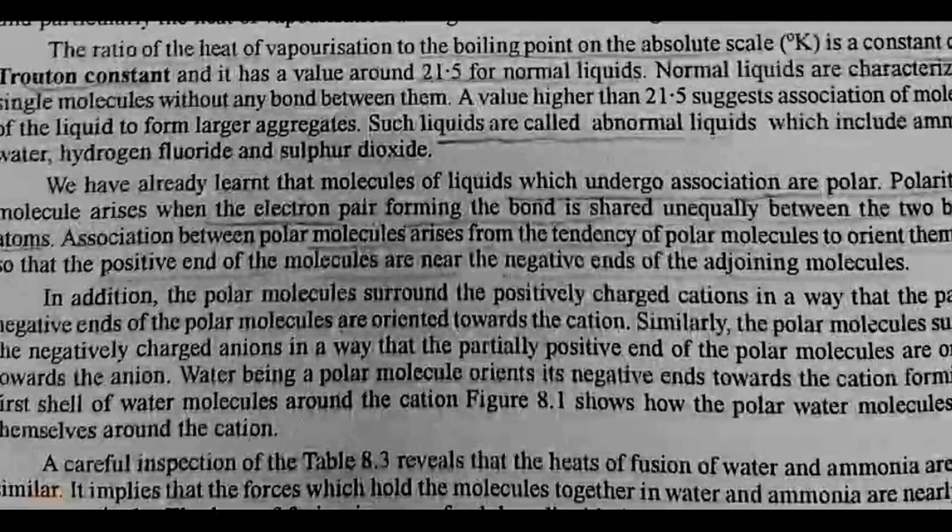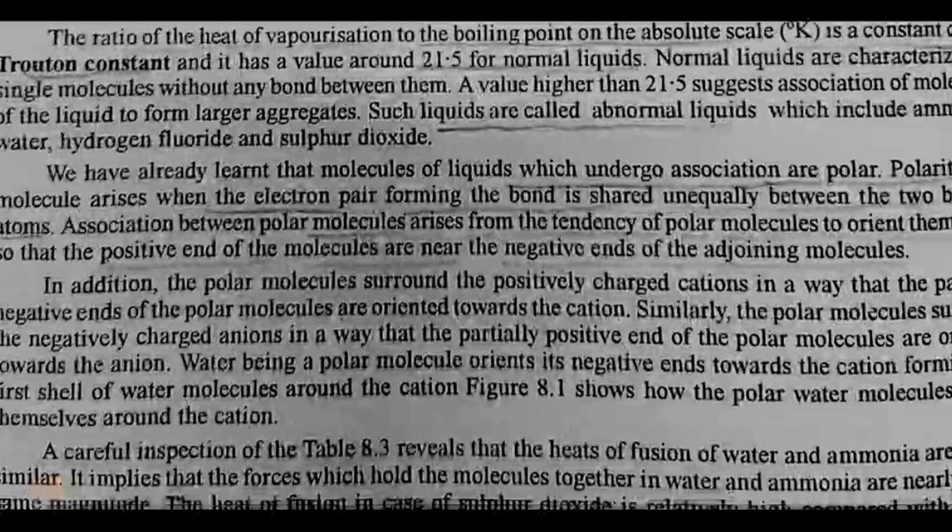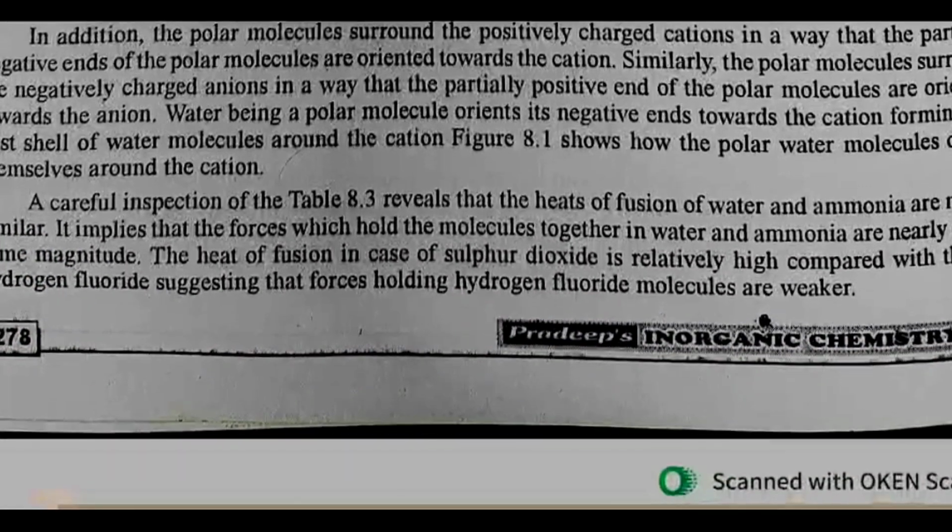In addition, the polar molecules surround the positively charged cations in a way that the partially negative ends of the polar molecules are oriented towards the cation. Similarly, the polar molecules surround the negatively charged anions in a way that the partially positive ends of the polar molecules are oriented towards the anion. Water, being a polar molecule, orients its negative end towards the cation, forming the first shell of water molecules around the cation. Figure 8.1 shows how the polar water molecules orient themselves around the cation.